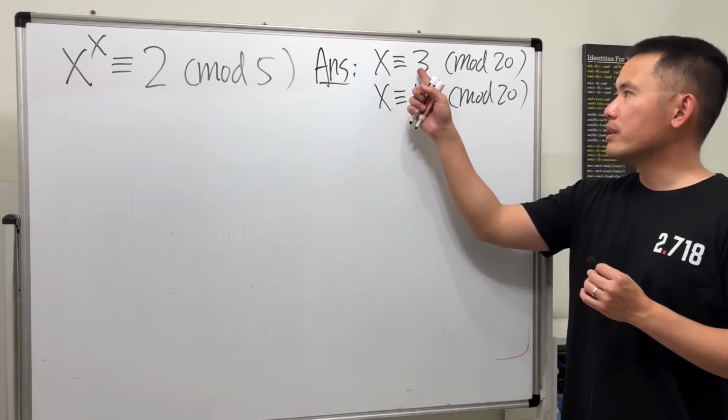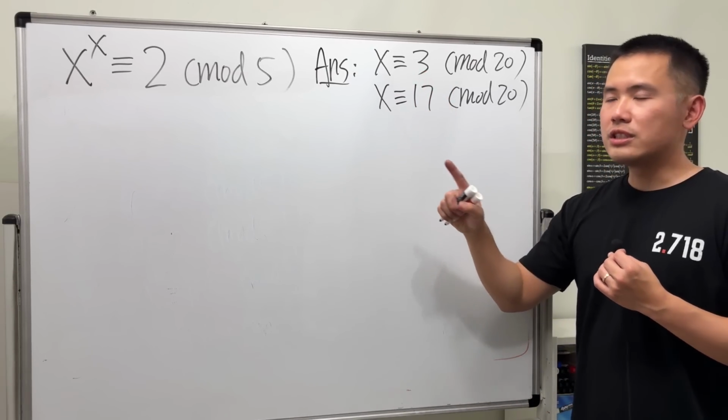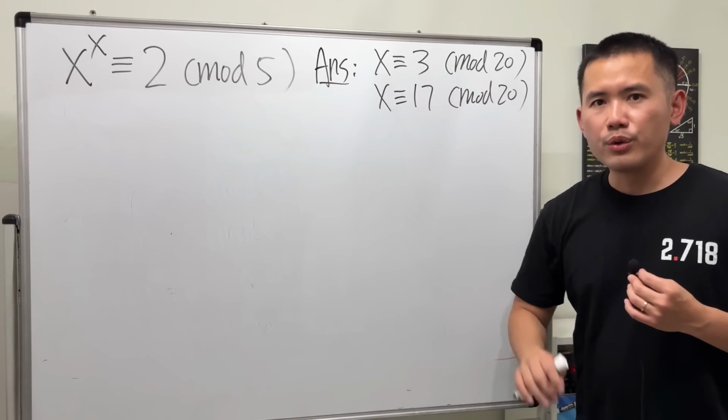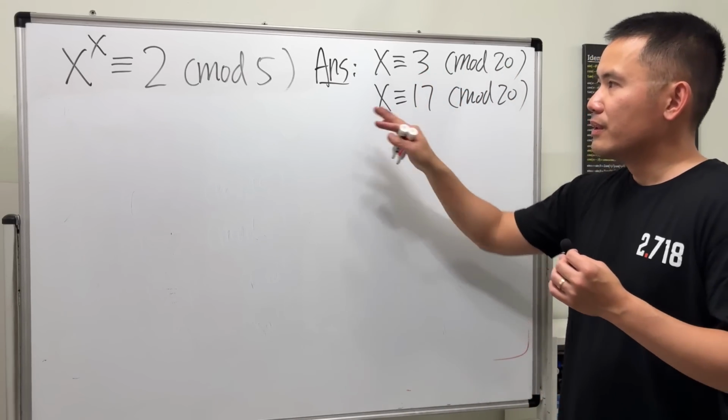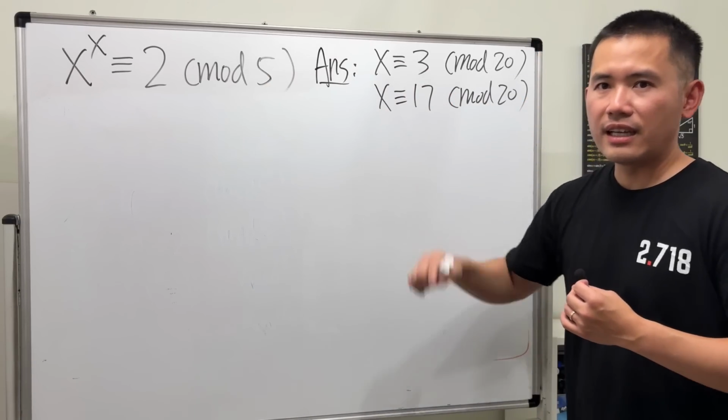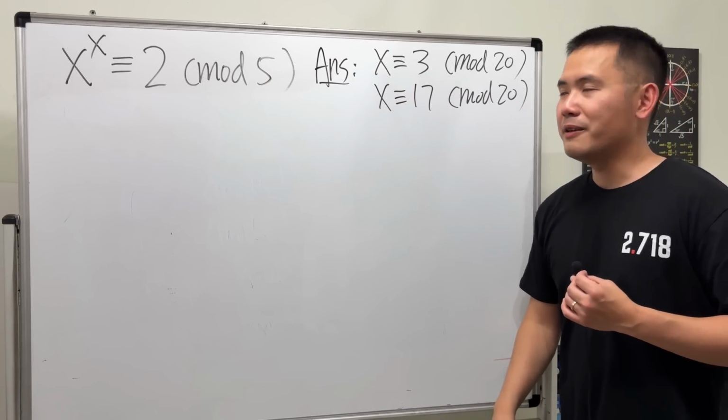And now you might be wondering, how did we get the 17? Is it just 20 minus 3 gives us 17? I'll tell you no. In general, that's not the case. If you change the 5 to a 7, that's not the case.